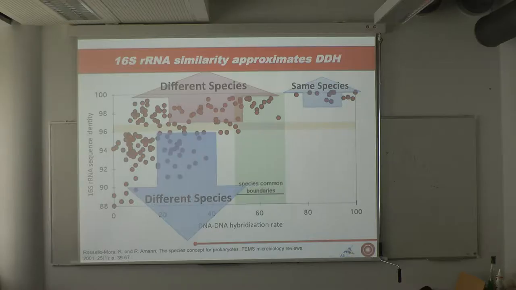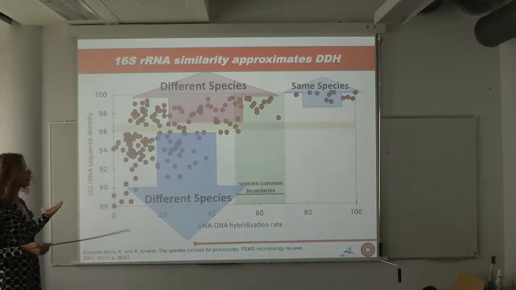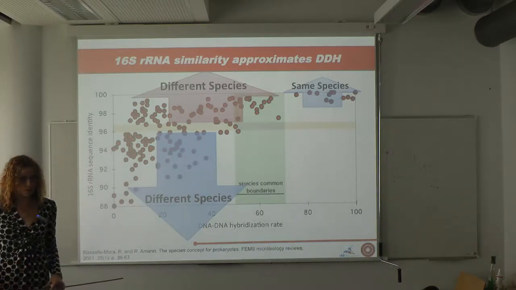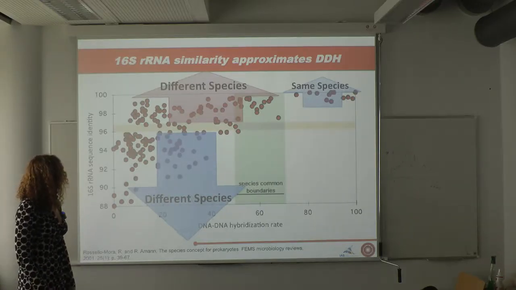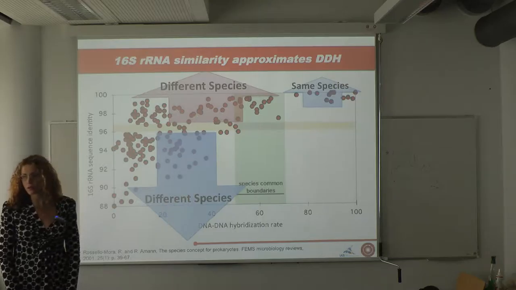So if we make the assumption that 70% DNA-DNA hybridization rate is the definition of the same species, can we find a cheaper way of finding that same species, right? And this is our cheaper way. And how does the cheaper way correlate to our gold standard? Well, this is how, okay? All right, so this apparently was good enough for about 10 years.